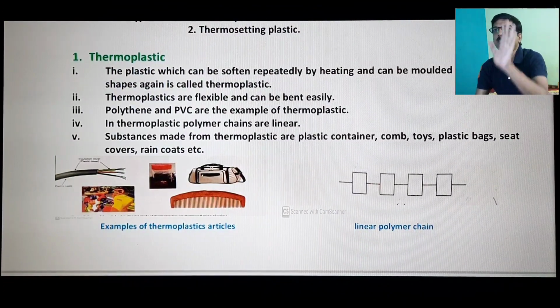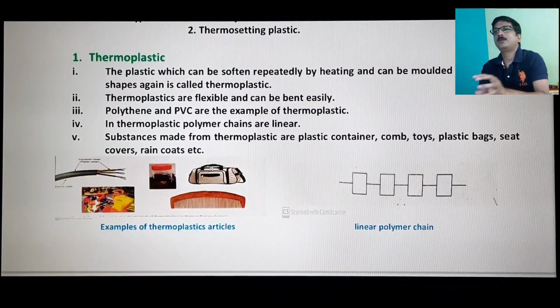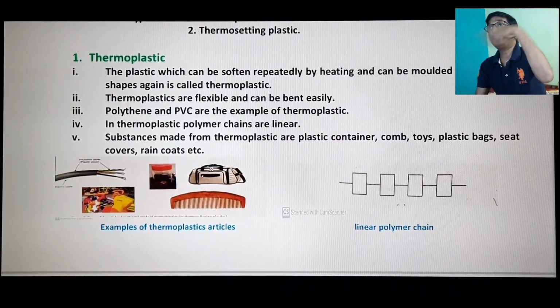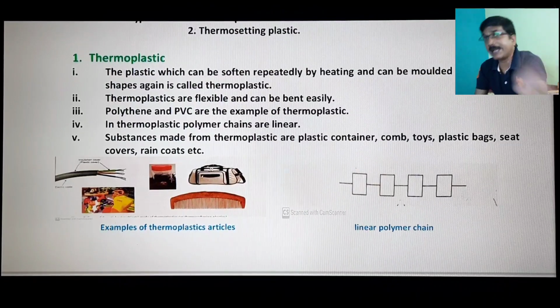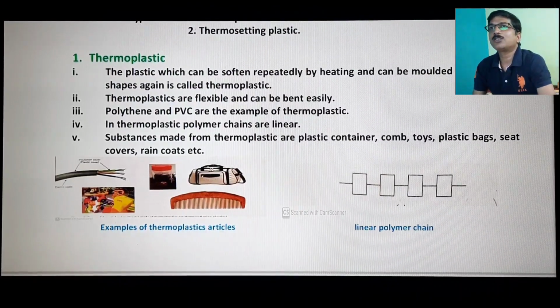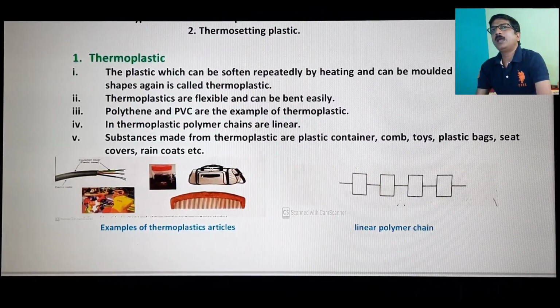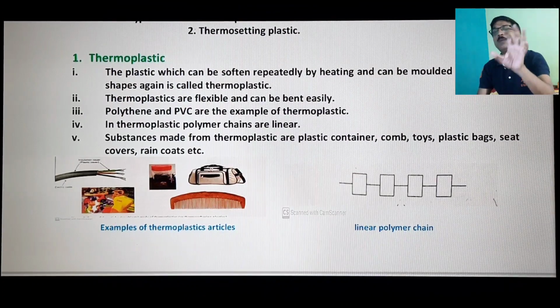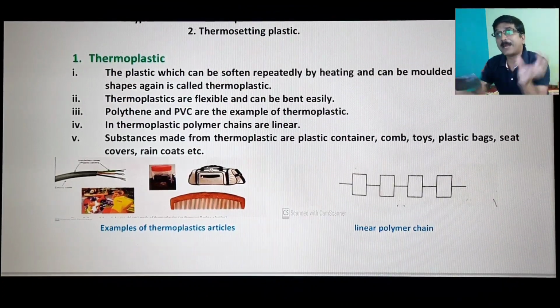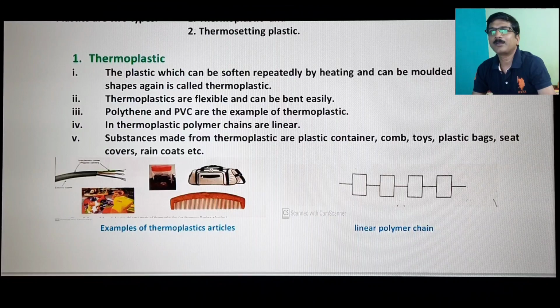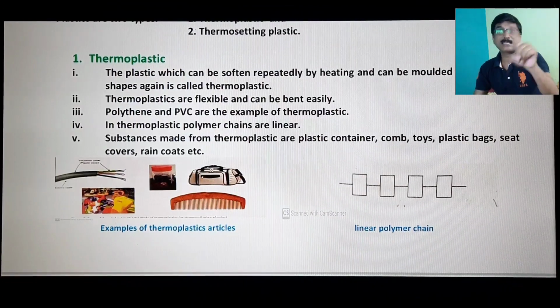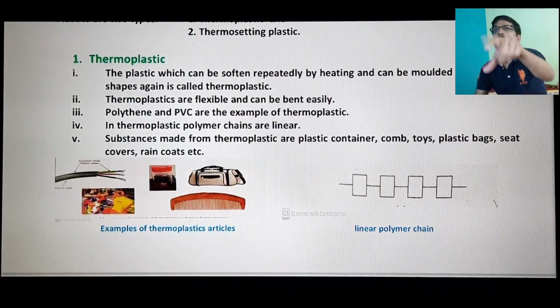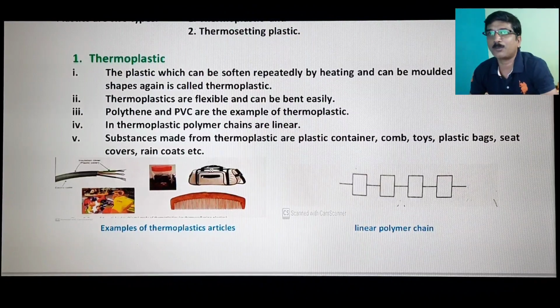The plastic which can be softened repeatedly by heating and can be molded into different shapes again and again is called thermoplastic. And these thermoplastics are flexible in nature. That means they can be bent easily. I have told you that. Which are the examples of thermoplastic? Polythene and PVC are the common examples of thermoplastic.